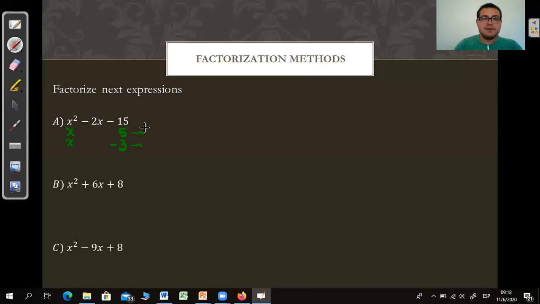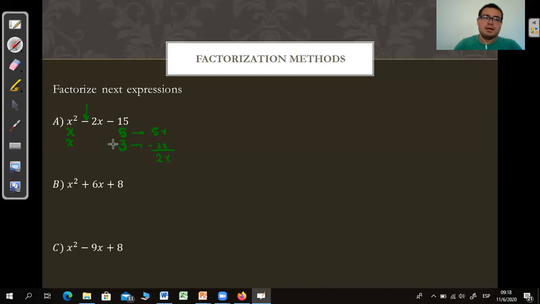So let's check if this combination is the one that will help us. x times 5 is positive 5x. Then x times negative 3 is negative 3x. And as you can see, if we operate 5x minus 3x, that's exactly positive 2x, but we don't want that. We want it negative, okay? So how can I solve that problem?